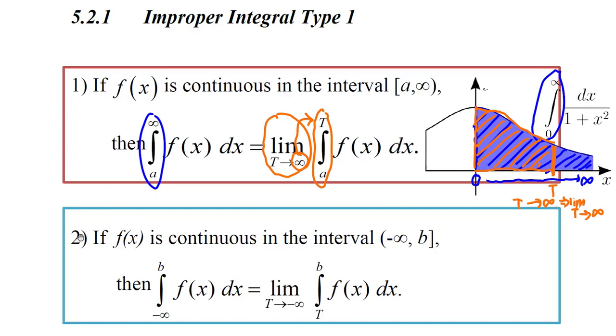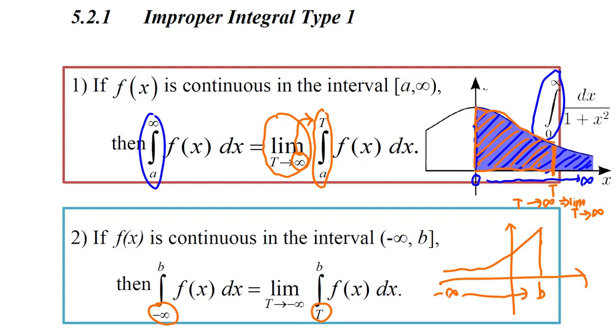Now we look at the second one, which is the integral from negative infinity to b of f(x) dx. Same thing, let's say you have this graph and this is b, so negative infinity to b. You can replace negative infinity with t by adding the limit as t approaches negative infinity. So it is similar to number 1.